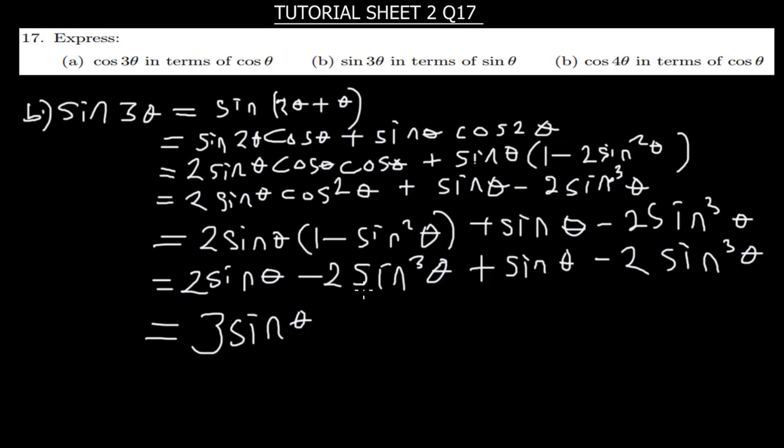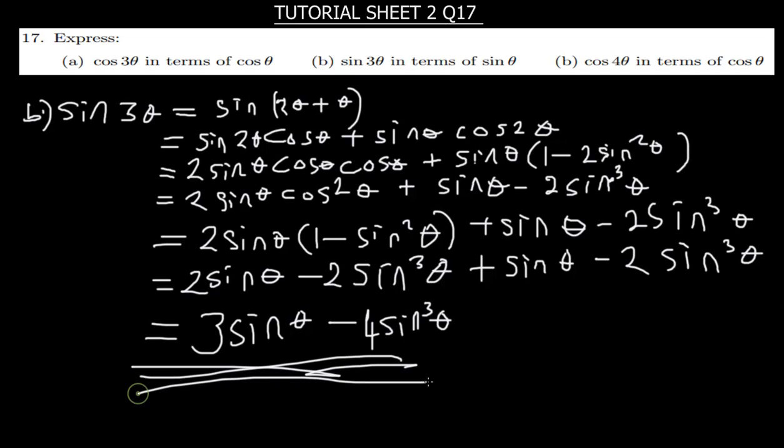And then negative 2 sine cubed theta minus 2 sine cubed theta, again to have negative 4 sine cubed theta. This is what you are going to have. So this is your answer. This is your solution for the second question there, B. We move on to the last question.